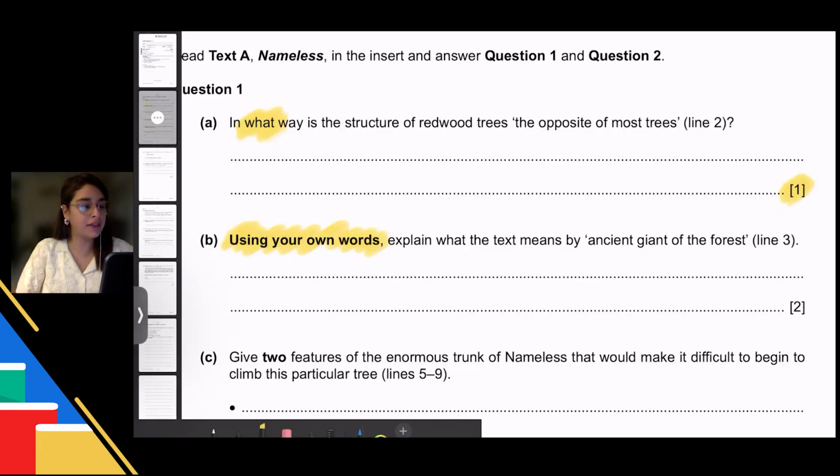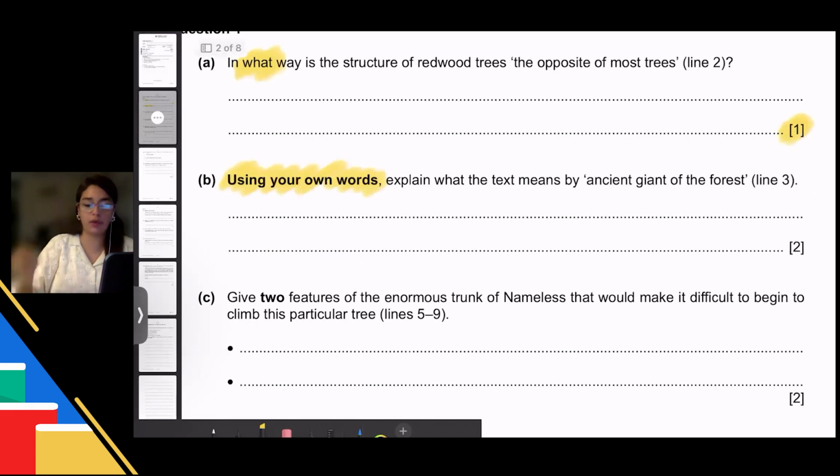And the third keyword that you can expect for the first question is give. In this case, you are expected to, again, lift from the text 2 features that would apply to this question. We'll go through all the answers together. So basically, these are the main 3 keywords that you will come across.